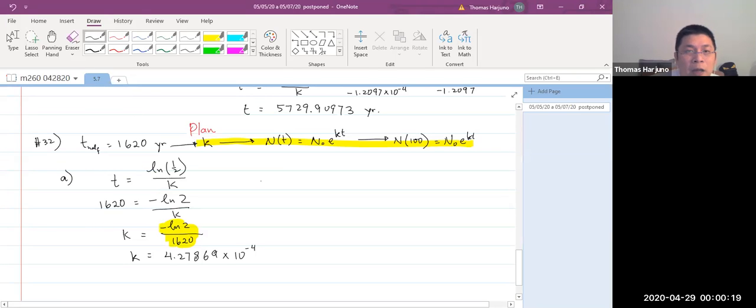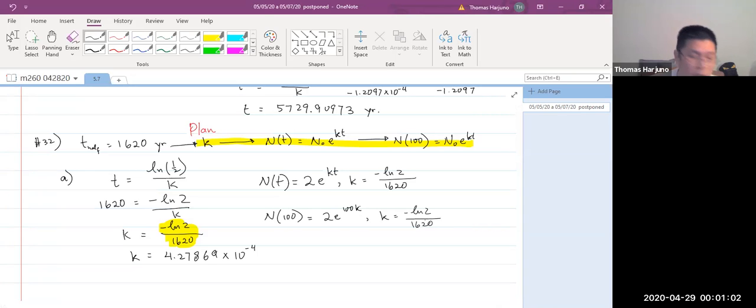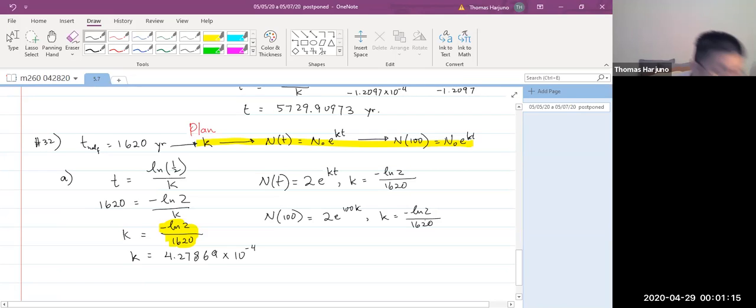Now once I get that K, my N(t) equals, you start from a 2 gram sample, right? 2 times e to the kt, where K is negative ln2 over 1620. Now what happens if you wait 100 years? Then it will be 2 times e to the 100K. I already have that K in decimal on my calculator, multiplied by 100. Now 2 times e to the answer. Now you try to compute it yourself, please.